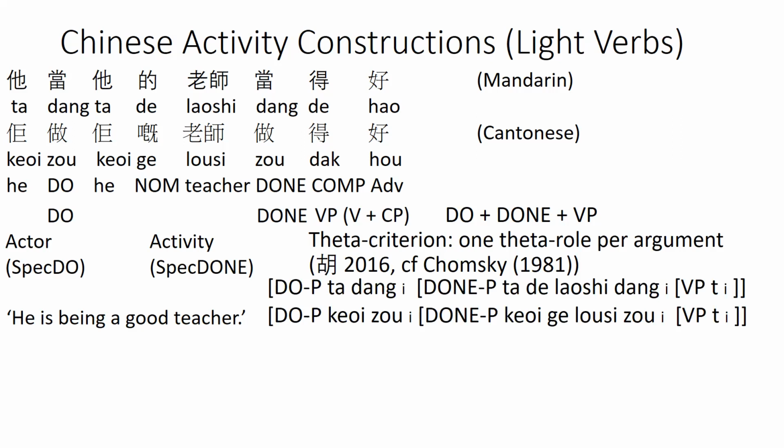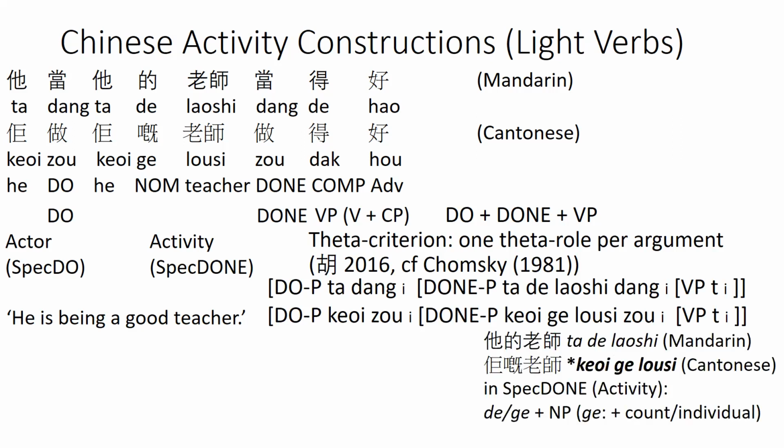And in this derivation, the verb undergoes some cyclic head movement, right? In the first step, the verb moves to done, and introduces the activity in its specifier. Okay, we get in Mandarin, for example, the activity nominal 他的老师当好, etc. In Cantonese, however, 佢嘅老師, here in bold again, is ungrammatical, because as we established on the previous slide, ge coming from a classifier tends to select count and individual nouns, so it's incompatible with abstract and activity nominals. So 佢嘅老師 in Cantonese and dialects is ungrammatical.